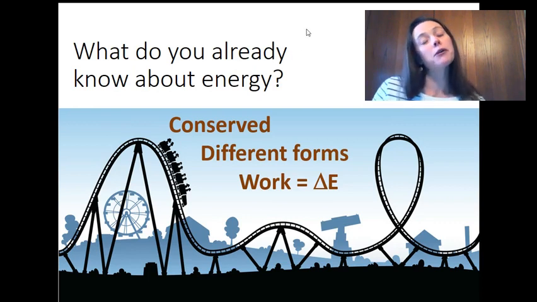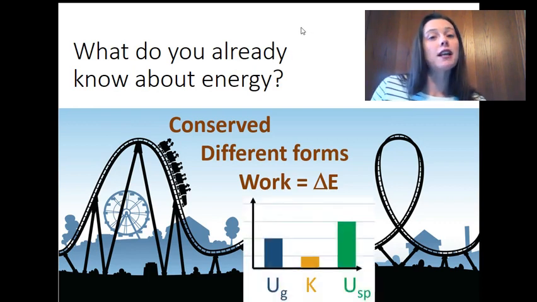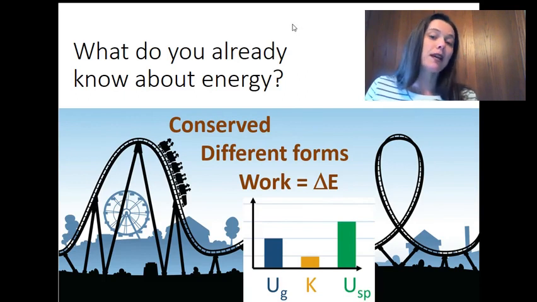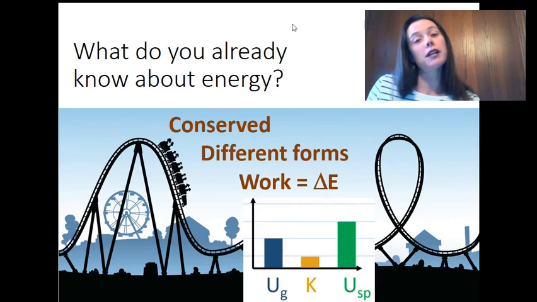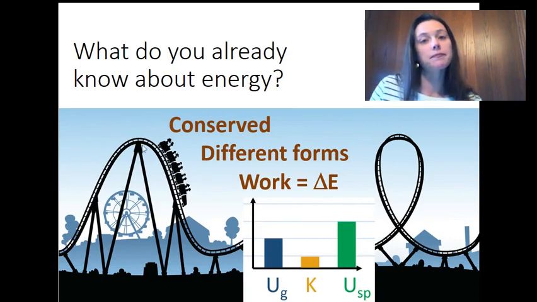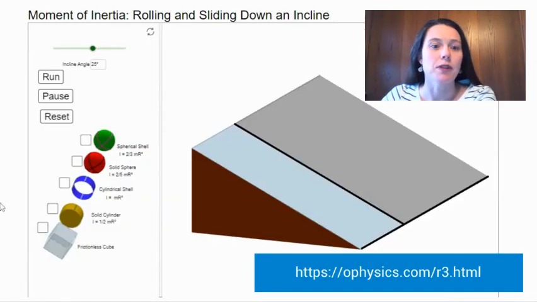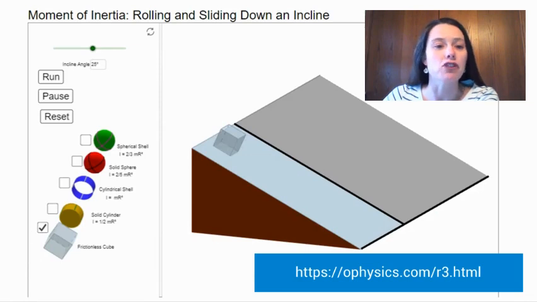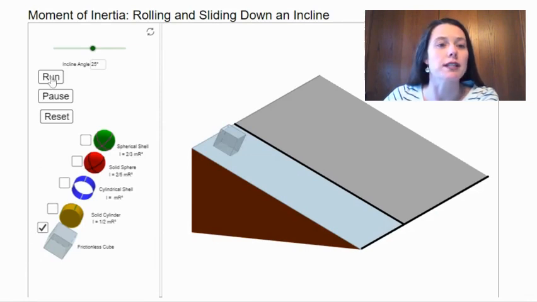You probably also remember that we represent energy in a number of different ways to help us understand what's changing in a system. Sometimes we use bar charts like the one here, sometimes we use pie charts, and sometimes we use equations. Let's consider an example. This simulation gives us a ramp. I'm going to start by adding a frictionless cube to the top and watching it slide down.